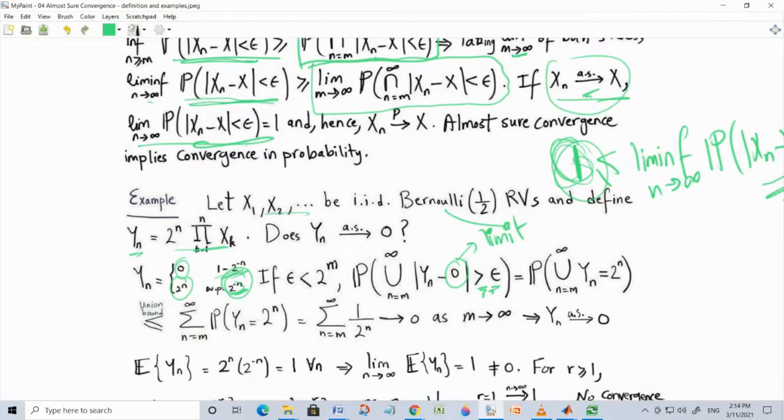So we want the probability. What is the probability that Yn exceeds a positive number? Well, again, Yn is a two-valued random variable. It is either 0 or a positive number 2 to the power n. And by the end of the day, we're taking limits as n gets very large, and n is greater than or equal to m. Then basically the probability that you exceed epsilon is the probability that Yn is equal to 2 to the n.